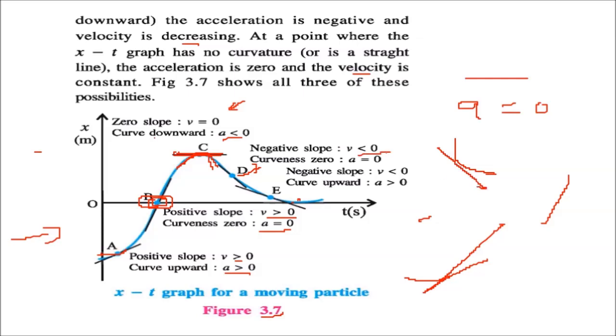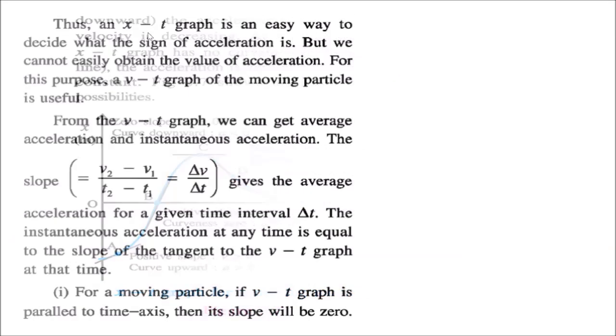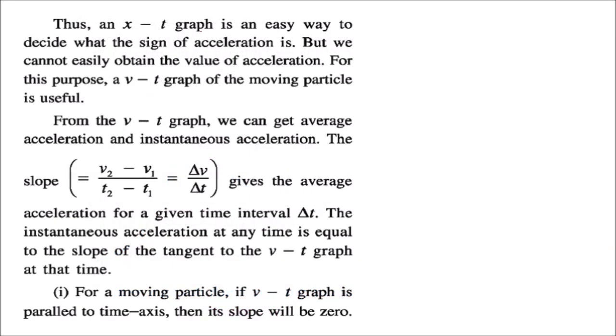So in an xt graph, it's quite easy to decide the sign of acceleration. But what is the value of acceleration? The xt graph can give you the sign, but what about the value? In this case, we need the vt graph for a moving particle. From the vt graph, we can get average acceleration and instantaneous acceleration. The slope, that is v2 minus v1 by t2 minus t1, the difference in velocity over the difference in time, delta v by delta t, gives the average acceleration over any time interval delta t.